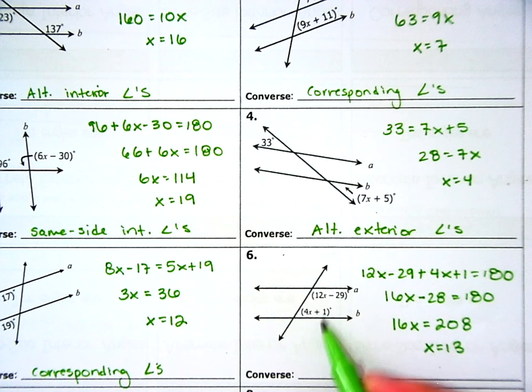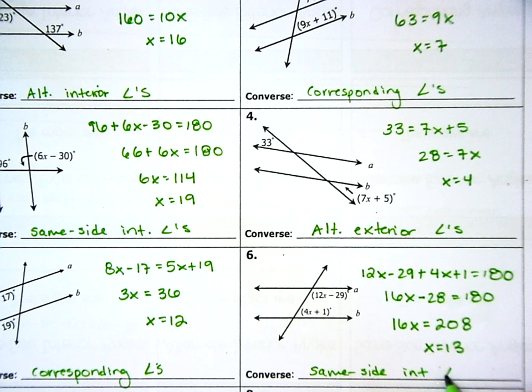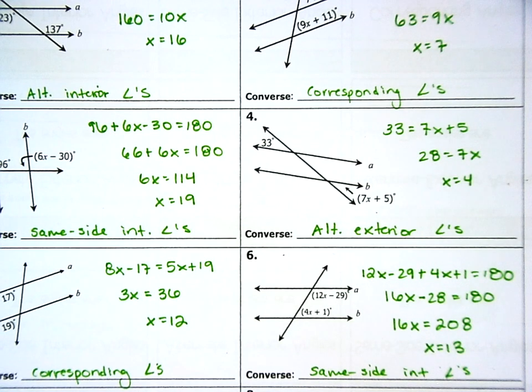All right, so if those add up to 180, we can say that the lines are parallel using our same side interior angles postulate. All right, so now's a great time to pause the video if you haven't done the last four.